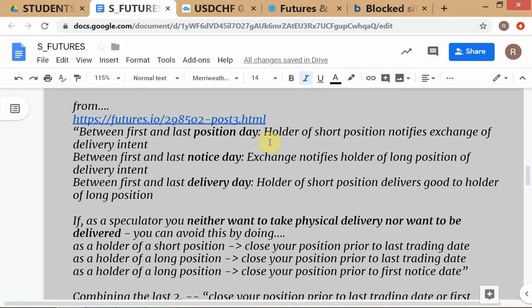The exchange is now going to hunt for 10 long traders to whom they are going to make those deliveries. They are going to assign those deliveries. Are you following what is happening?